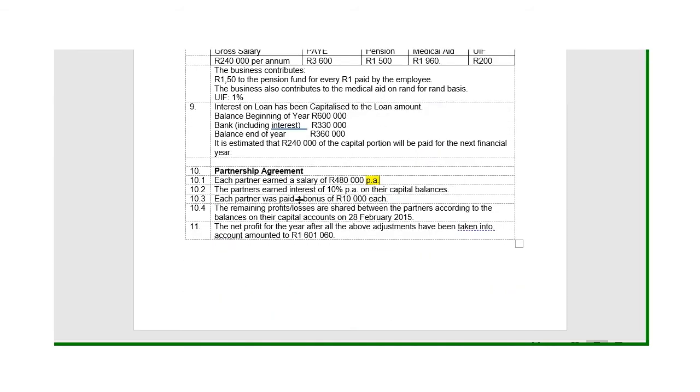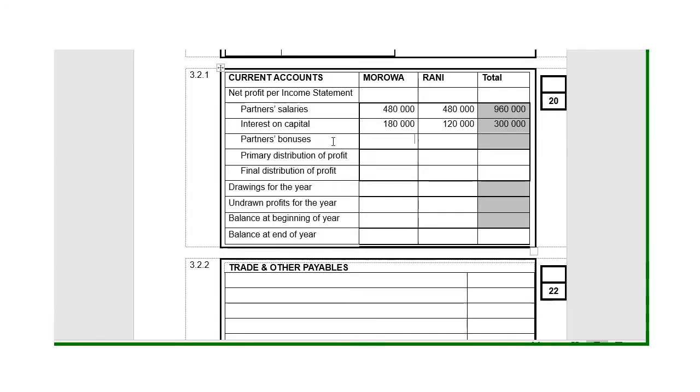So the next thing they give me, each partner was paid a bonus of 10,000. So each got 10,000. So easy enough. 10,000, 10,000, which means the total is 20,000. Good. Before we look at the other information, this now is the primary distribution, all of these figures.